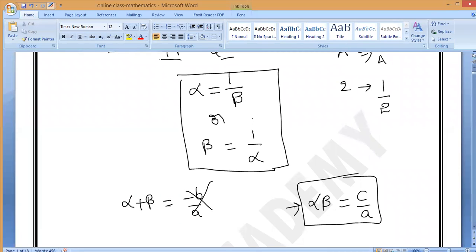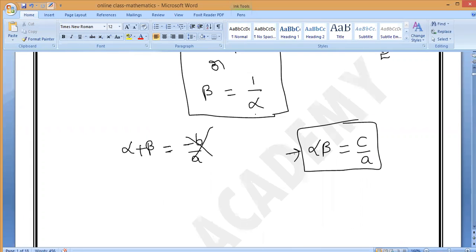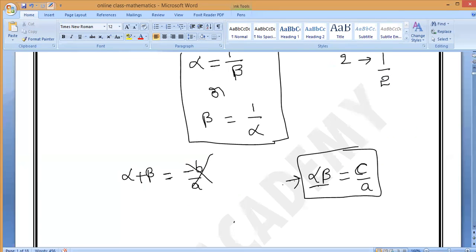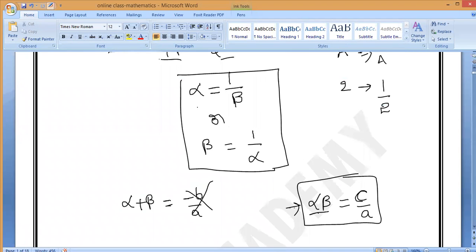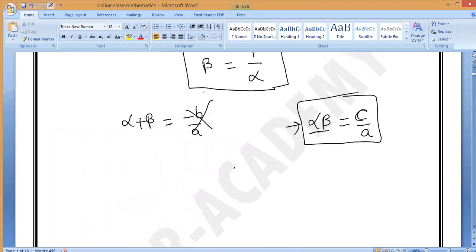Anybody having any doubt, ask me. So consider the second equation. The second equation is alpha into beta equal to c by a. What is alpha? Alpha equal to 1 by beta, correct? In place of alpha, we substitute 1 by beta. Is it clear? 1 by beta into beta, write beta as it is.